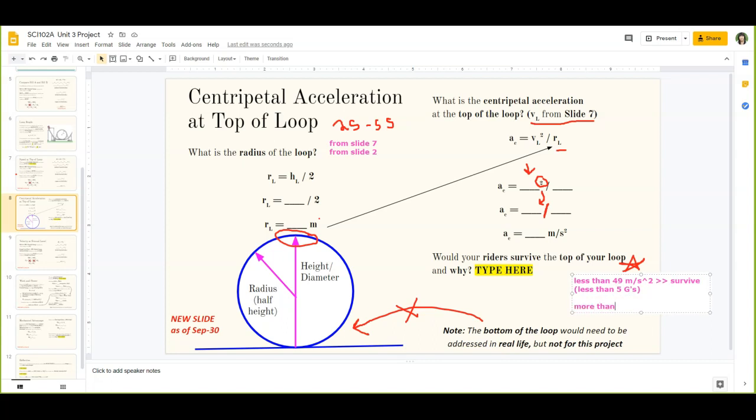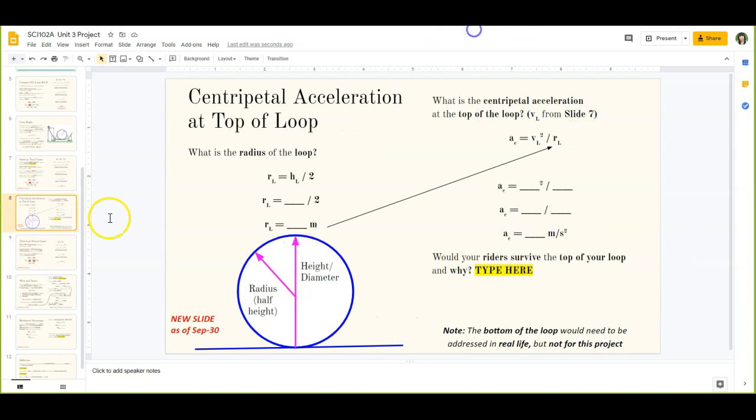Whereas if it's more than 49 meters per second squared, well, obviously they're not going to survive because that's more than 5 Gs. So make sure you take a look at your answer here and compare it to this. You want your answer hopefully to be less than 49 meters per second squared so it doesn't kill your riders from too many Gs. Okay, so that is slide number 8.